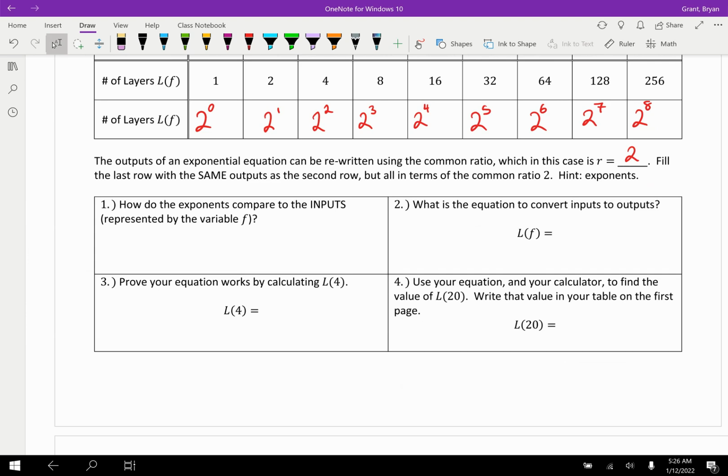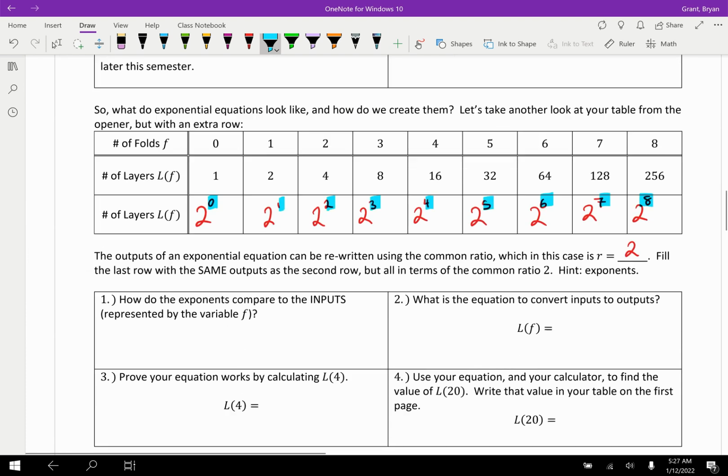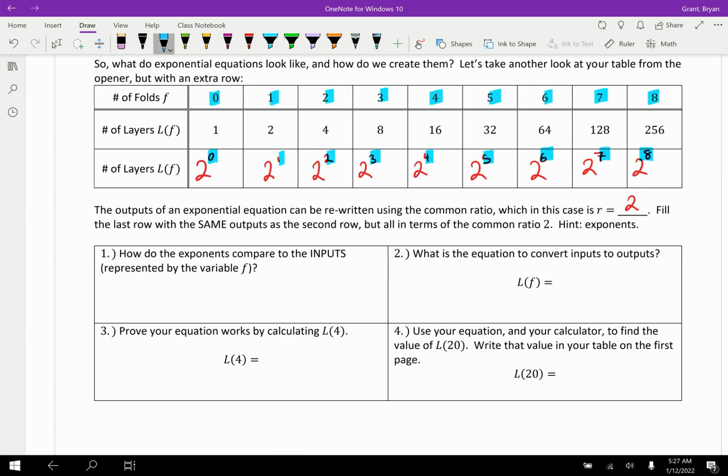Alright, let's answer some questions here. How do the exponents, I'm going to highlight those exponents up here, there we go, how do these exponents compare to the corresponding input up at the top? Look at those inputs. Well, hopefully you're noticing that the exponents and the inputs are the same.